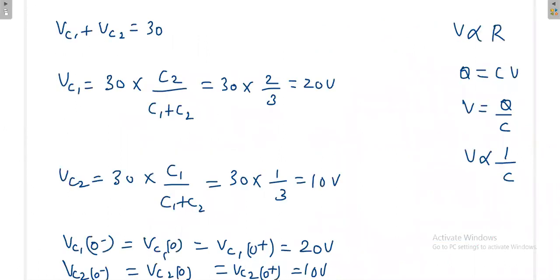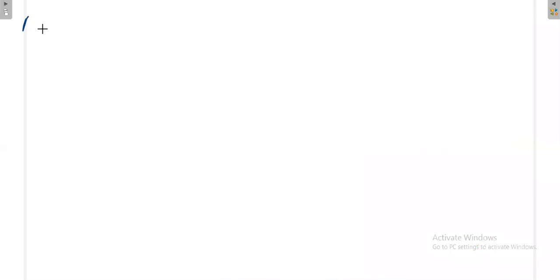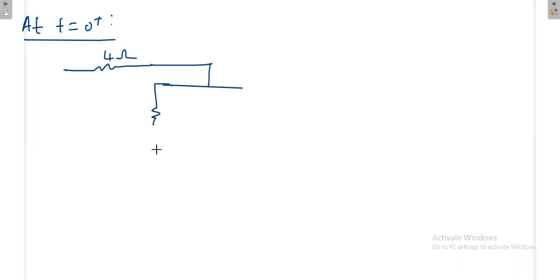Then what is the state of the circuit at 0 plus? At 0 plus, the switch is closed. The moment you close the switch, the inductor will act as an open circuit and the capacitor will act as a short circuit, but the capacitor has to be replaced with its initial voltage. So the state of the circuit will be like this. This is 4 ohm and this 2 ohm. Here there was an inductor. That inductor will act as an open circuit, but we have to provide its current here. The inductor has the initial current, that is 15 ampere.